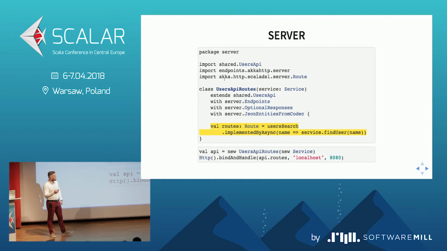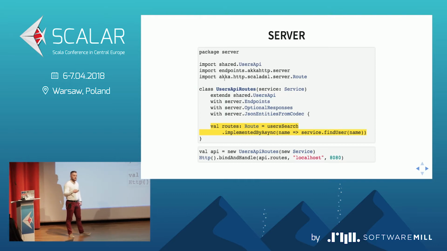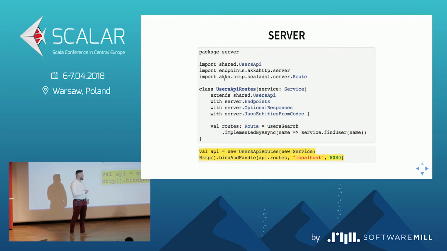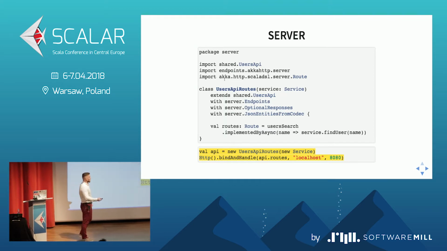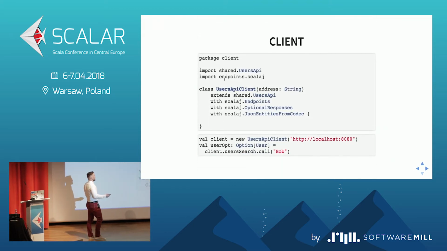And the type that you get from this call is a native akka-http type, route. So then you just instantiate your class, you bind the route to the port, and your server is up and running.